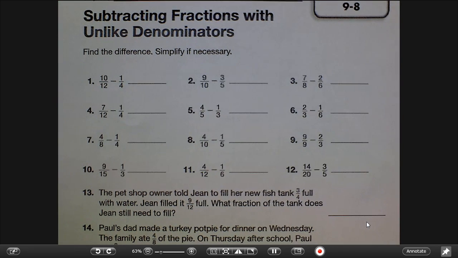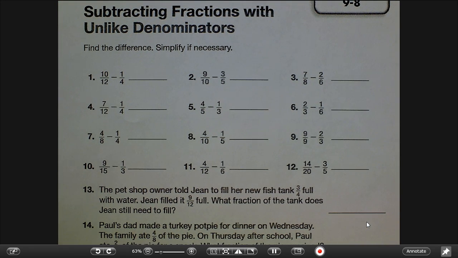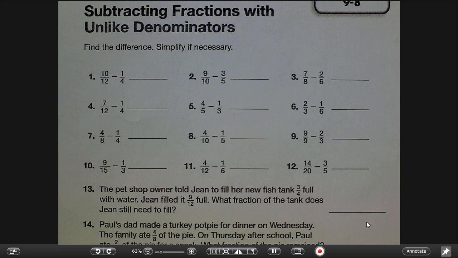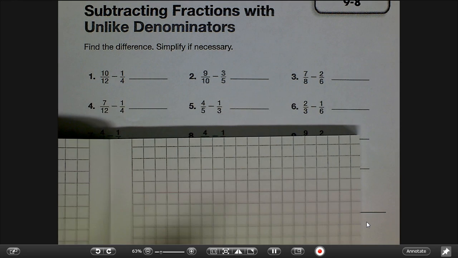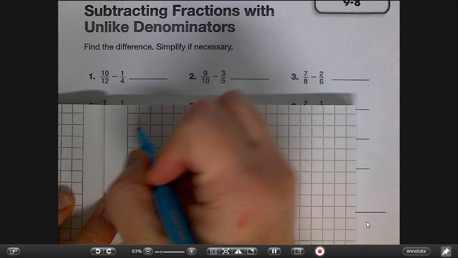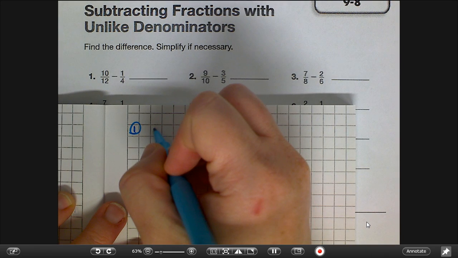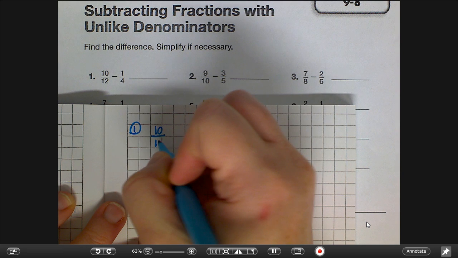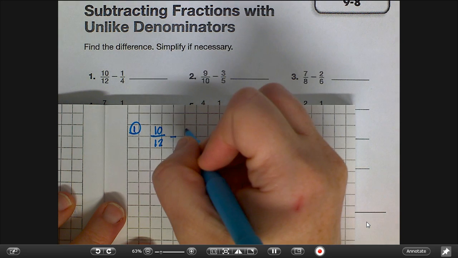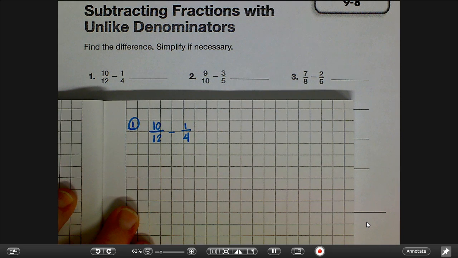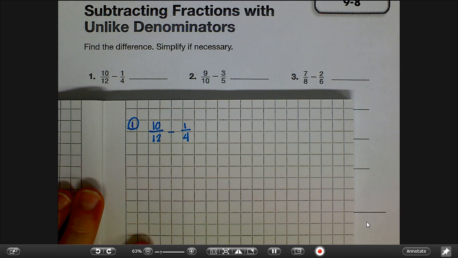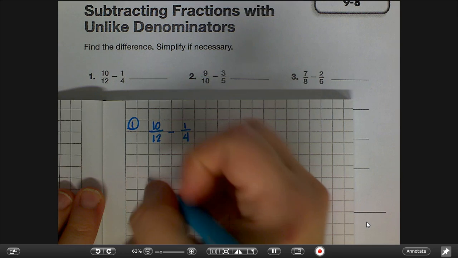And we'll go ahead and do this one. It's the exact same process, except we're going to subtract. Okay, so let's try number 1. Again, we'll need to find the common denominators first before we can do anything else. Okay, so 10/12 minus 1/4. Look at those numbers. Do you know your math facts? Can you tell me what the common denominator is going to be? It's going to be 12.